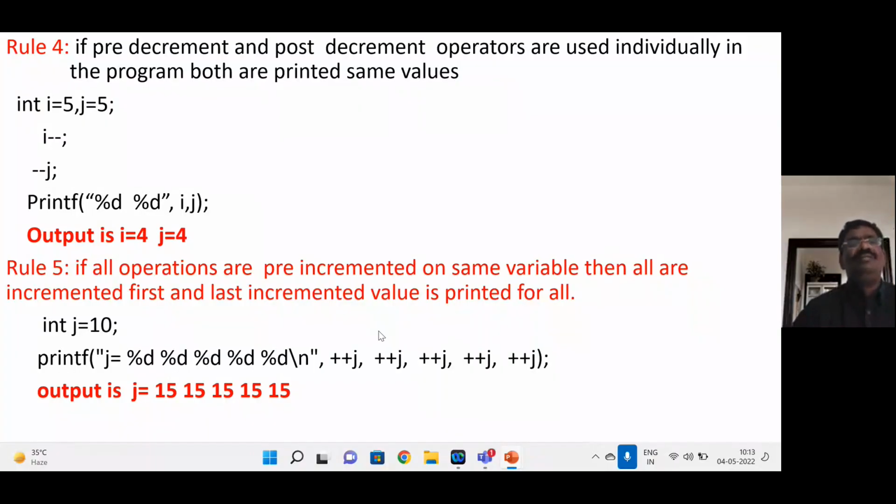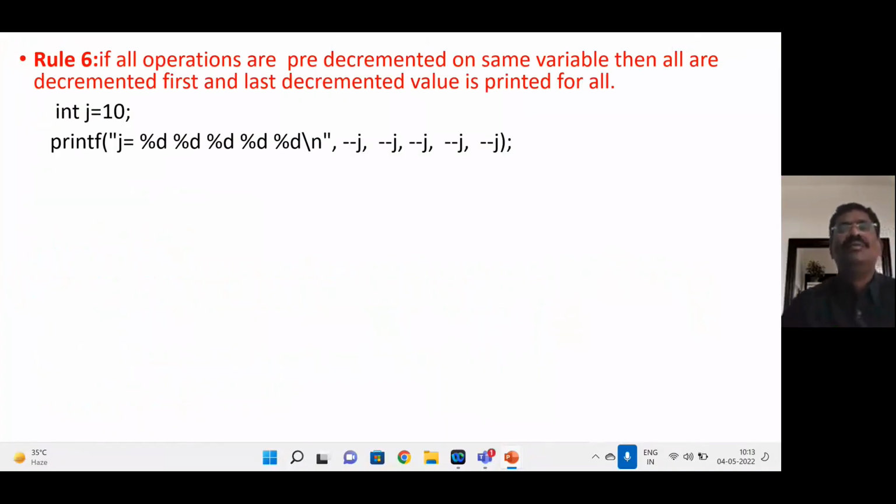So, sixth rule: if all operations are pre-decremented on the same variable, then all are decremented first, and the last decremented value is printed for all. For example, int j is equal to 10. We are taking --j, --j, --j, --j, --j. That means the evaluation should be from right to left. So the value is decremented by 1, 1, 1, 1, 1 like this. After that, the final decremented value is printed for all the j values.